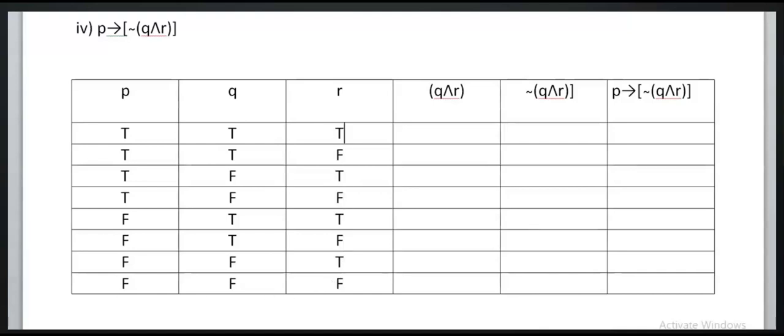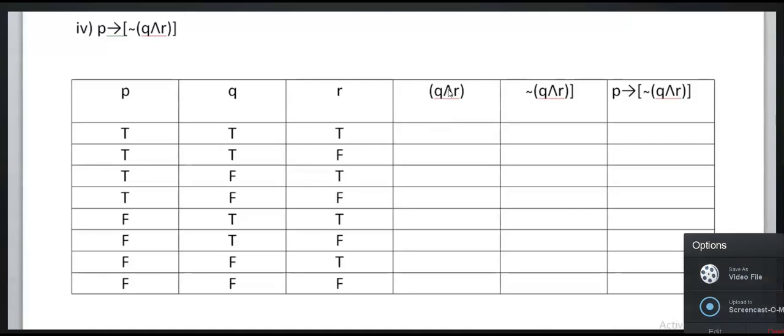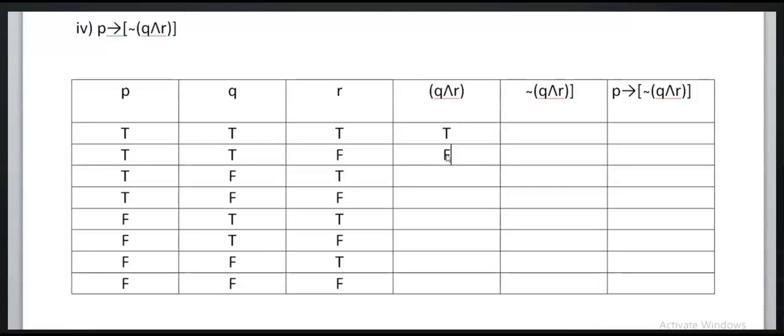Now we will find out Q AND R. For the AND operation, we require both of them to be true, then it is true, otherwise false. Now first both of them are true, therefore T, F, F, F. Both of them are true, therefore it is true, F, F and F. Now see this here.